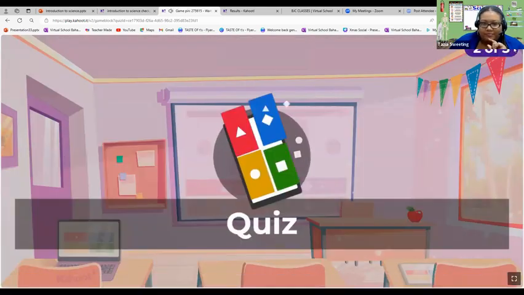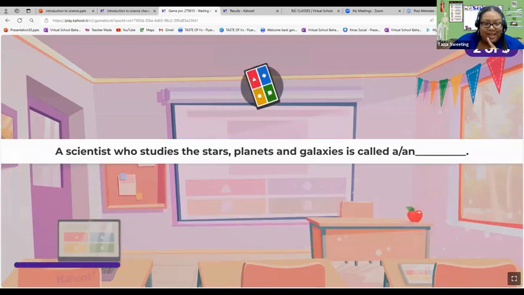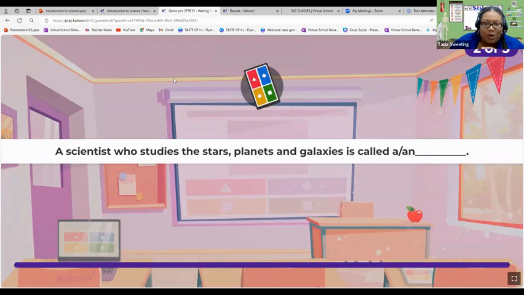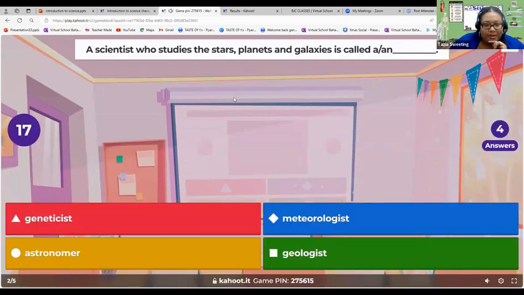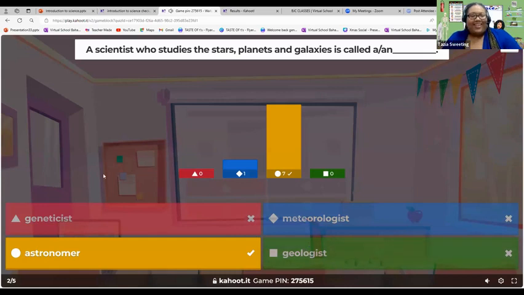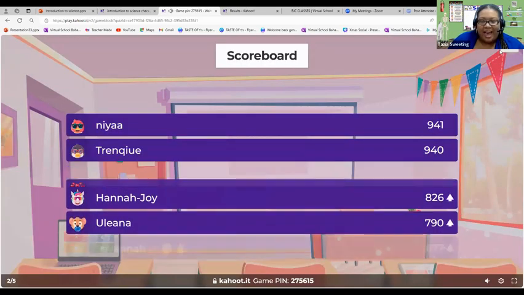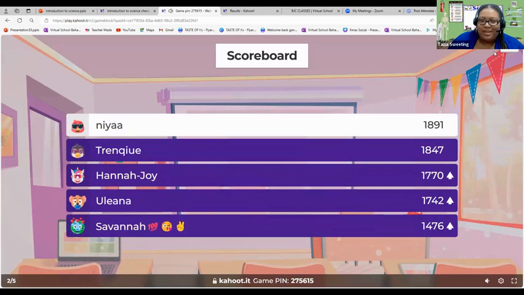Very good. Number 2, a scientist who studies the stars, planets, and galaxies is called... Man, some of y'all getting in so quick. My goodness. Y'all just punching these answers in quick. All right, so a scientist who studies the stars, planets, and galaxies is called an astronomer. Very good. I should have put one trick one in there. I should have put astronomist for y'all. Let's see if y'all picked that one.